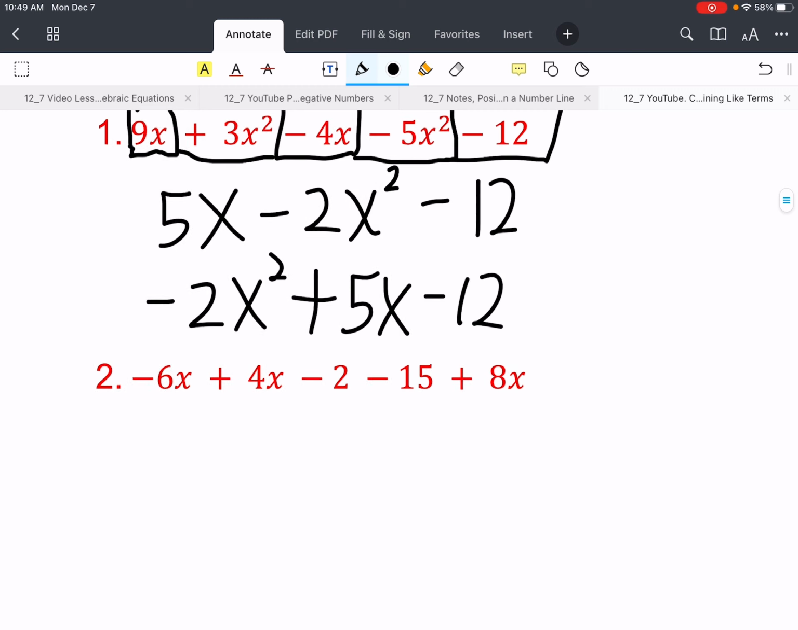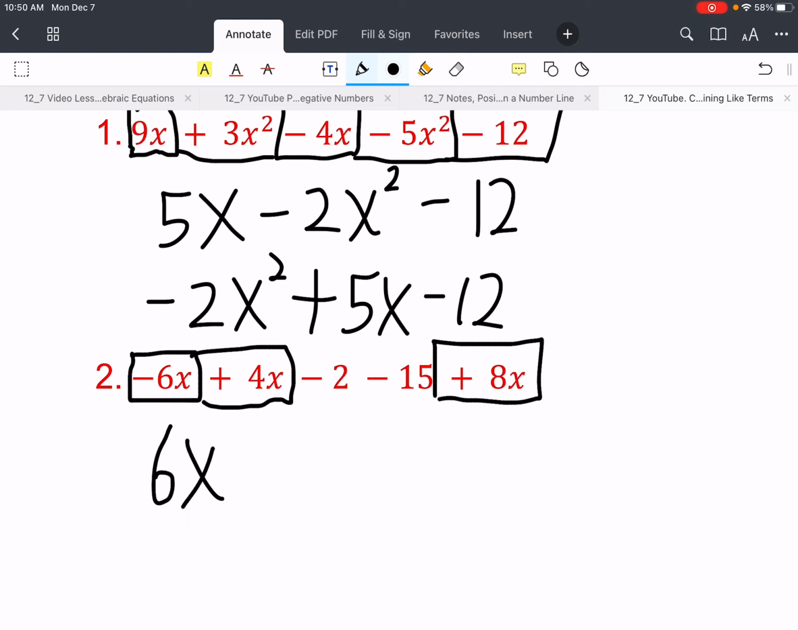All right. Next question, boxing my negative 6x. I can also box a positive 4x and a positive 8x. So if I'm combining those three things, negative 6, positive 4, and positive 8, that's going to get me a positive 6x. And then I have a negative 2 combined with a negative 15, and that's going to equal negative or minus 17. So easy to mess up if we're not organized or if we get confused with our negatives.